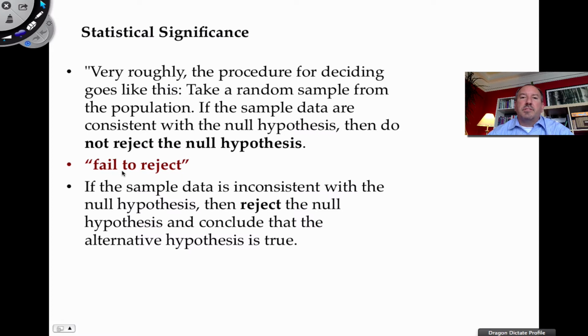And so what we say statistically is that we fail to reject the null hypothesis. In other words, we're accepting the fact that the observed and the expected are very similar. So if the data is inconsistent with the null hypothesis, then we reject the null hypothesis, and then we conclude that that variable is somehow playing an effect. So the alternative hypothesis is true. So maybe we're onto something.